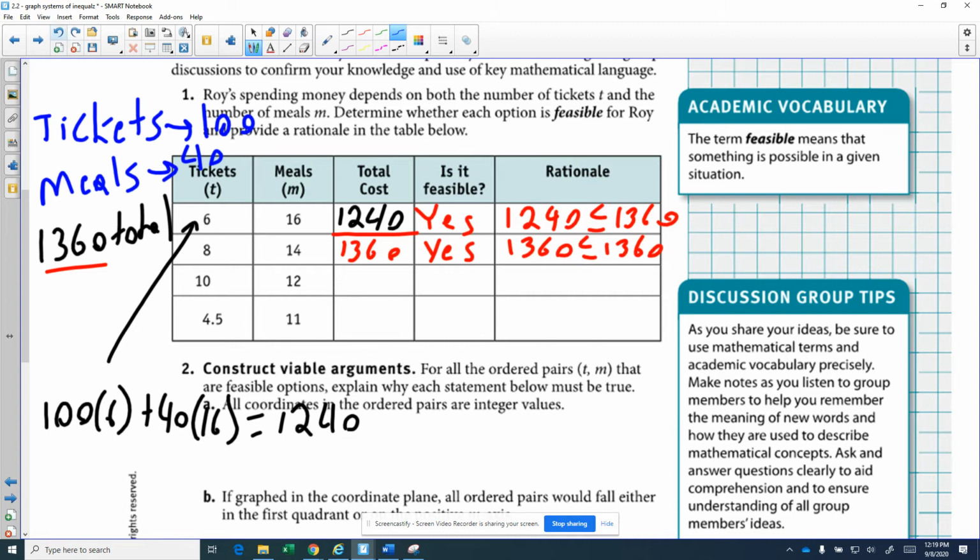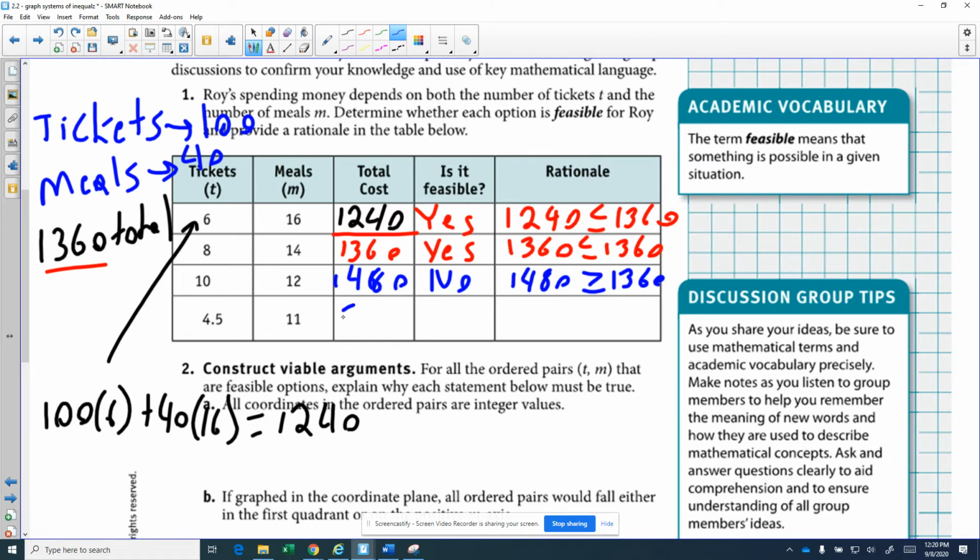So now let's talk about the 10 and 12. If I work those out, this is 1480. Is it feasible? In this case, no. It doesn't make sense. Okay? So for this case, now I can simply put that 1480 is greater than or equal to 1360. Okay? It doesn't work because 1480 is too big.